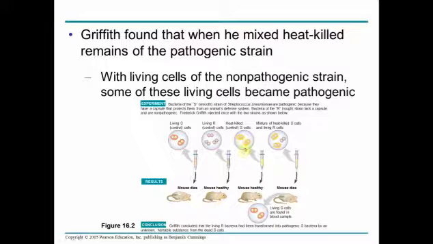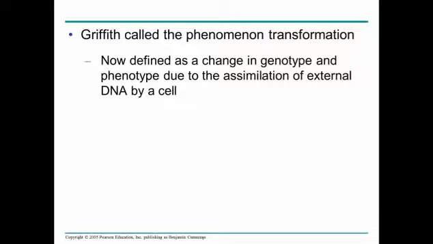Then he decided to try and warm up the S cells and kill them, and then he injected them into the mouse. Well, when he did so, the mouse stayed alive. It didn't die. Then the key here was he took heat-killed S cells and he mixed them with living R cells, and when he did so, the mouse died. And this was the first evidence that transformation, a term that he coined, existed, where something from the heat-killed S cells passed into the R cells and thus killed the mouse. Again, so he called this transformation, which is basically the assimilation of external DNA into a cell.